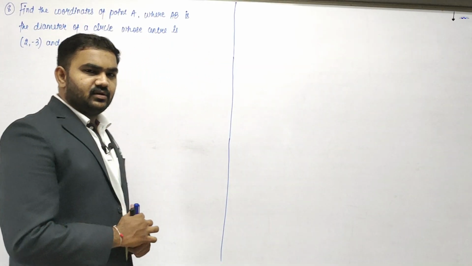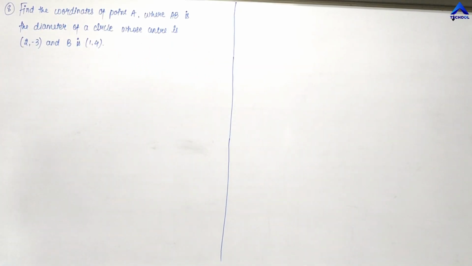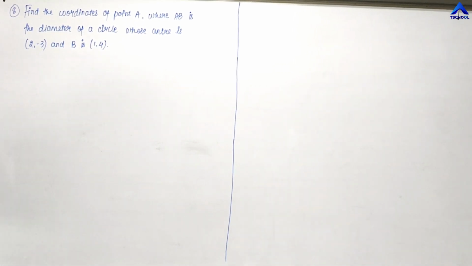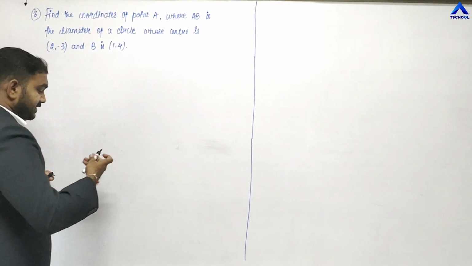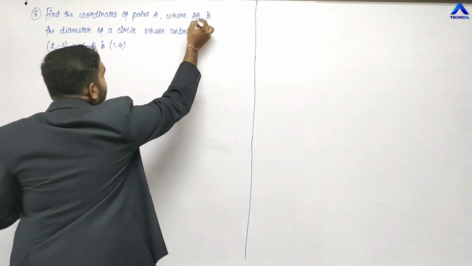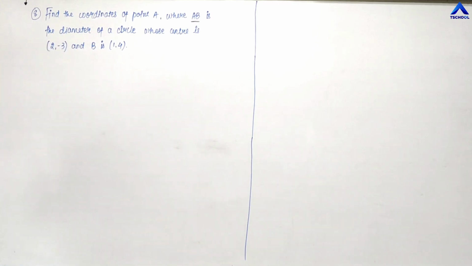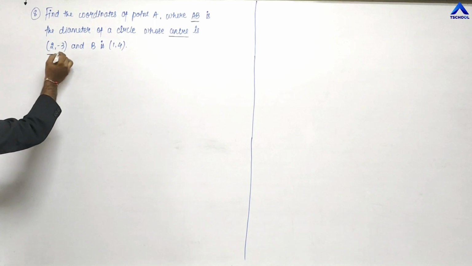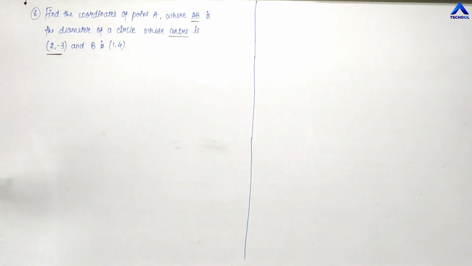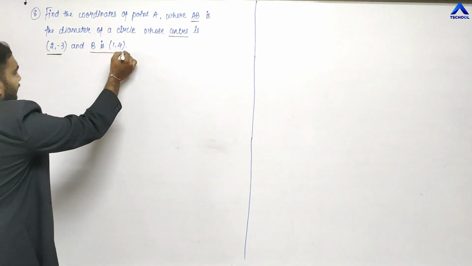Good morning friends. Today we are going to solve some more sums related to the section formula. I am having a question here. Find the coordinates of point A where AB is the diameter of a circle. This is given that AB is the diameter of a circle whose center is 2, -3 and B that is 1, 4.